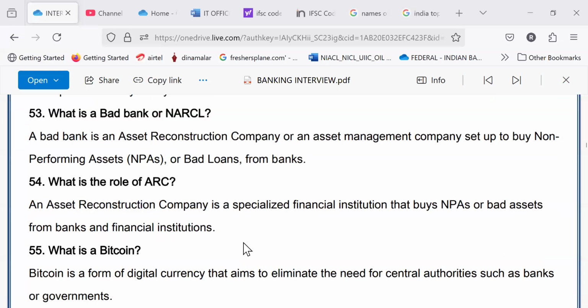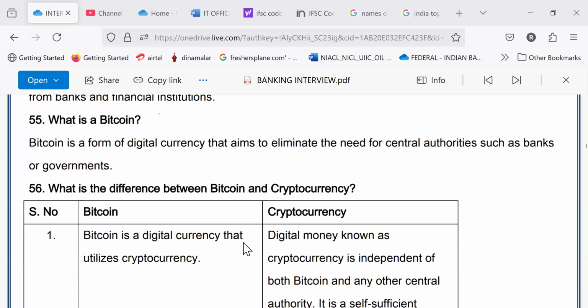What is the role of asset reconstruction company? It is a specified financial institution that buys NPAs or bad assets from banks and financial institutions. Continue. What's a Bitcoin? Bitcoin is a form of digital currency that aims to eliminate the need for central authorities such as banks or governments.